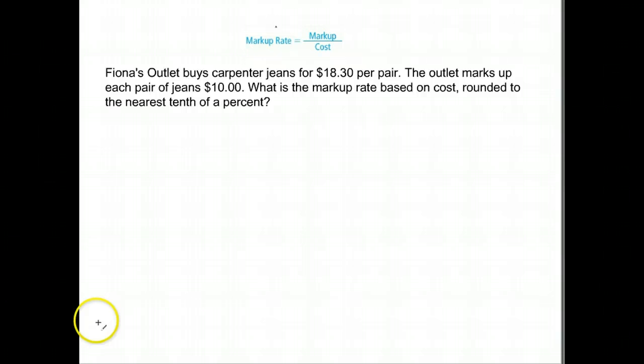Let's talk about some markup, and we're doing markup based on the cost of an item rather than the selling price in this lesson. As we look at this example, it says Fiona's outlet buys carpenter jeans for $18.30 a pair. So that's how much the store buys them for. The outlet marks up each pair of jeans by $10. What is the markup rate based on the cost? And they want us to round to the nearest tenth of a percent.